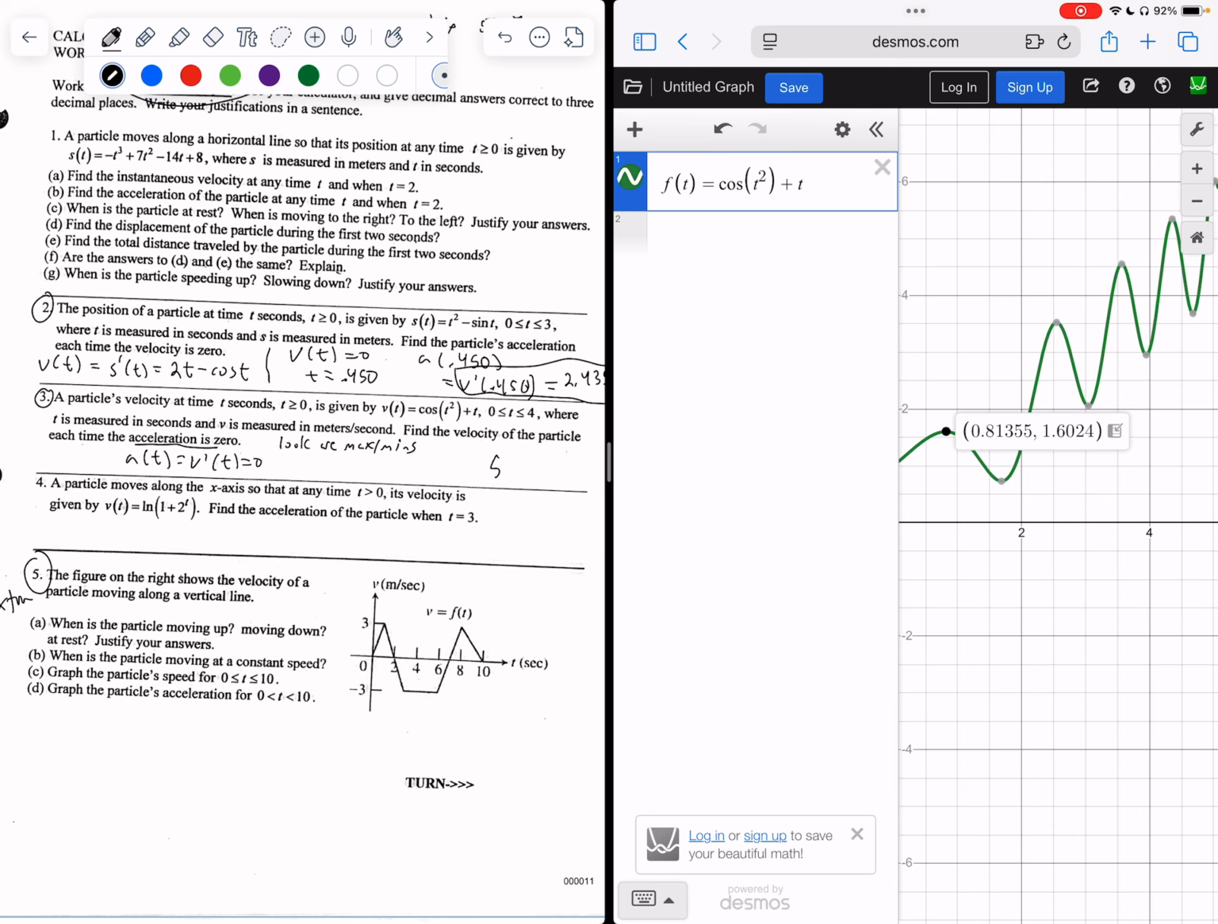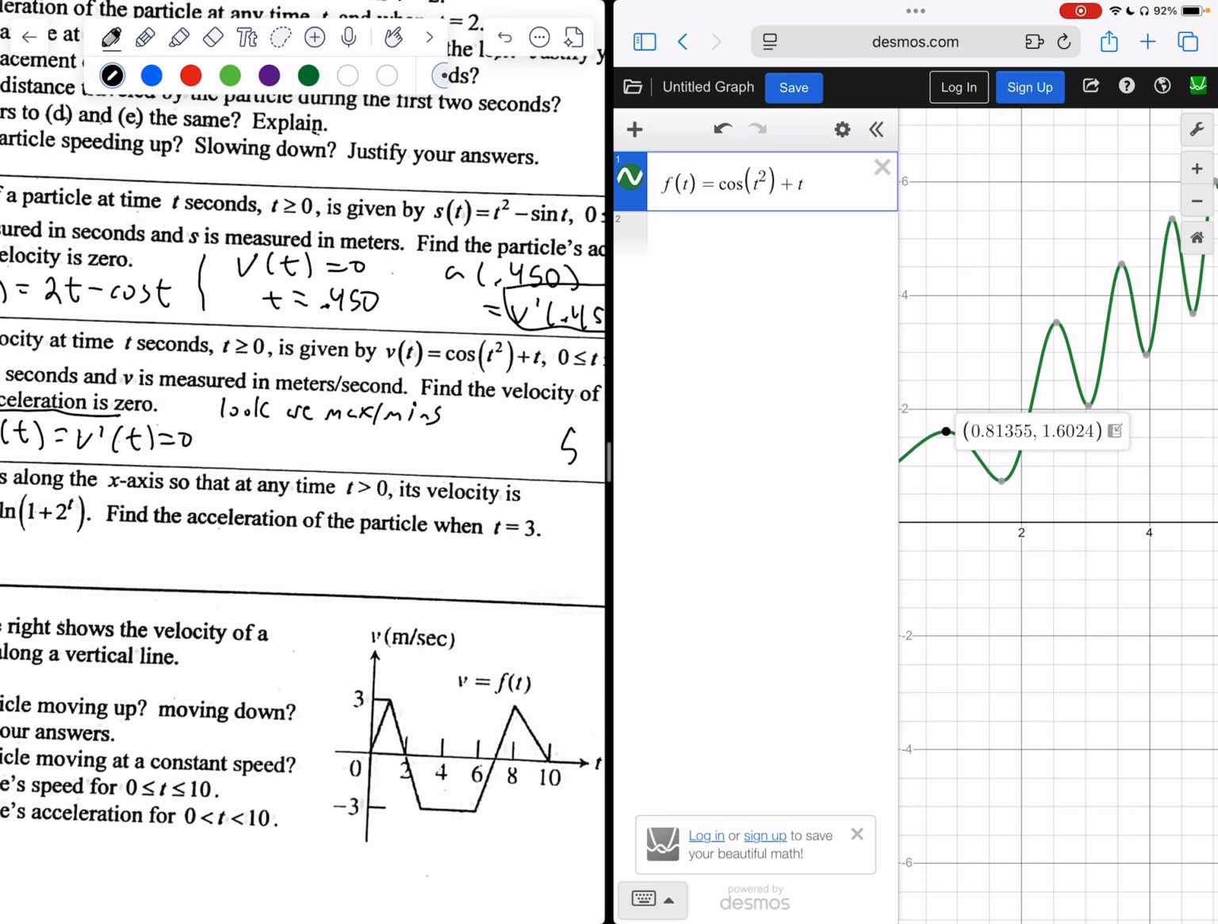So the first one, let me zoom in here real quickly, occurs at 0.814. So we can say the velocity at 0.814 is 1.60. There's one. My next one down here, the velocity at 1.685 is 0.737. So I just named two of them. And every time we're here, this is where the acceleration is zero.